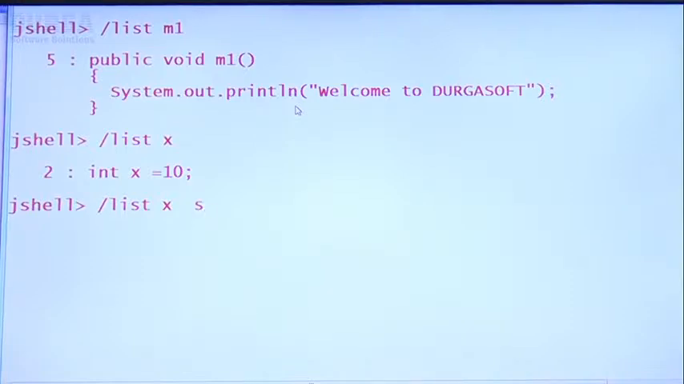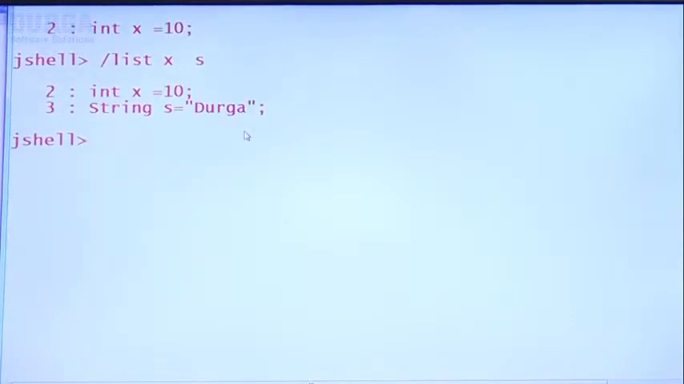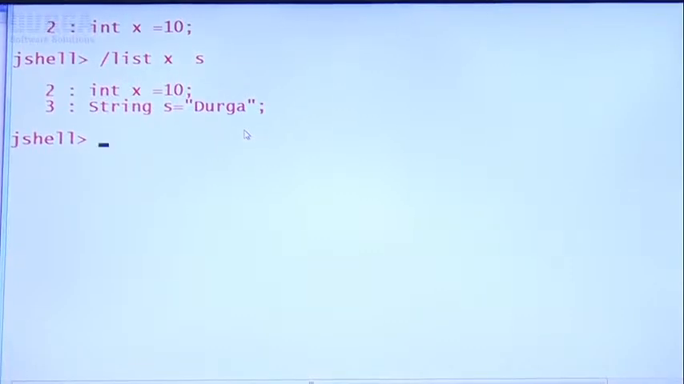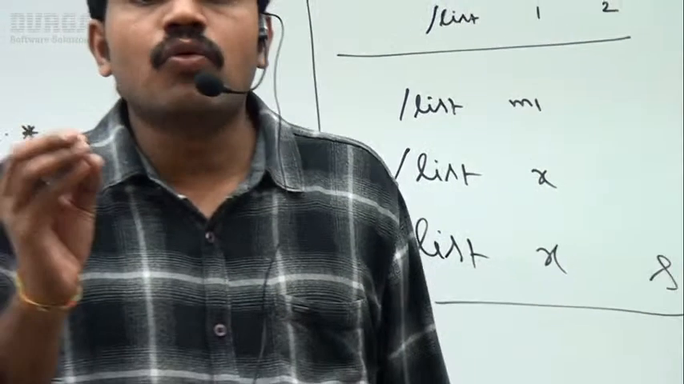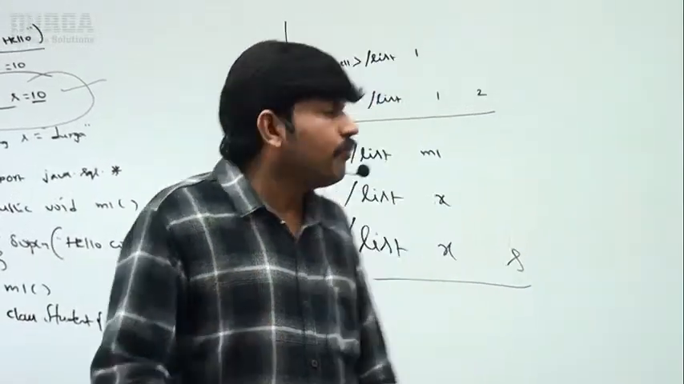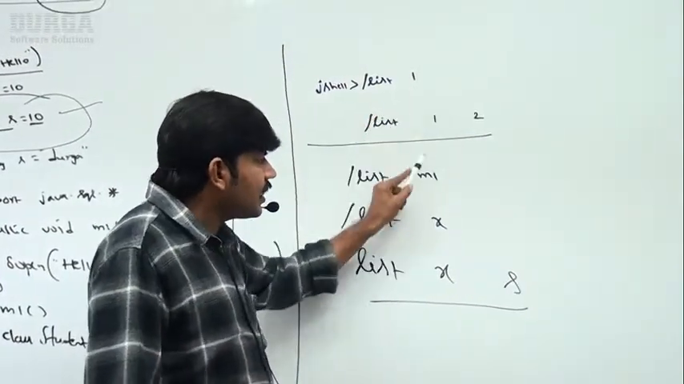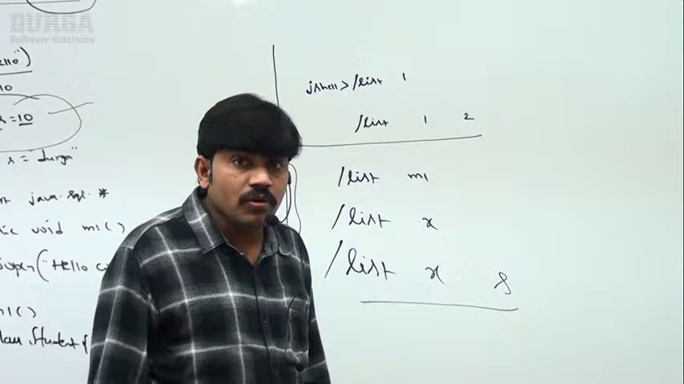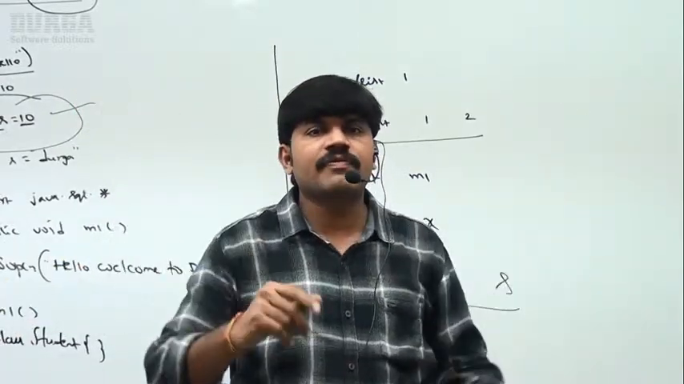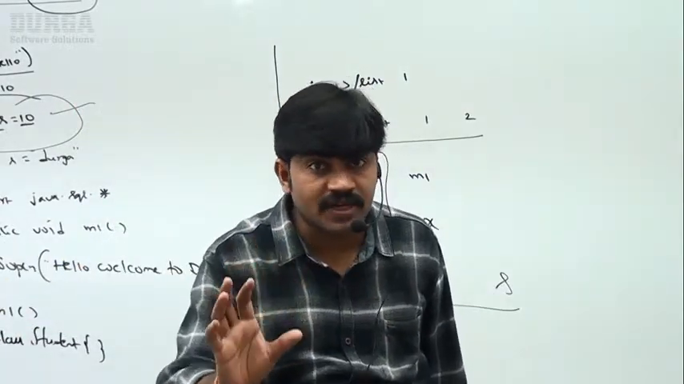There are two, sir: the snippet named x and the snippet named s. Can you please show both? Sir, have you observed? int x is equal to 10, string s is equal to Durga. You can observe that. Clear for all of you, right? Are you in a position to understand? Sir, how to list based on ID and name, and how to list all snippets? Slash list hyphen all.